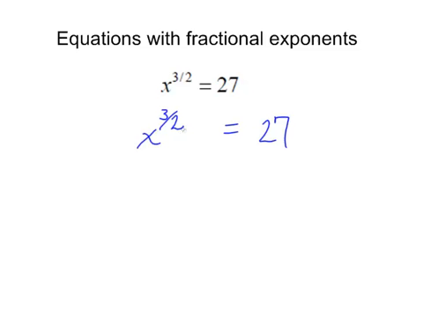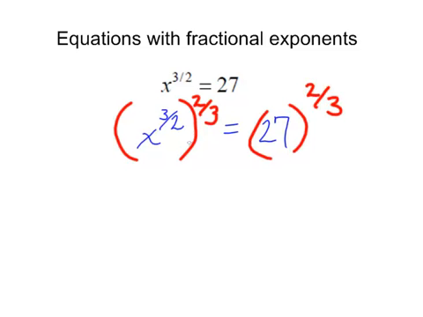Well, the reciprocal of 3/2 is 2/3. Watch what I'm going to do. I'm going to raise this side to the 2/3. But remember, whatever you do to one side, you have to do to the other. Now remember our rule. For a power to a power, you multiply. So I have a power that's raised to another power. When I multiply 3/2 times 2/3, it is just x to the first. On the right side, 27 to the 2/3.